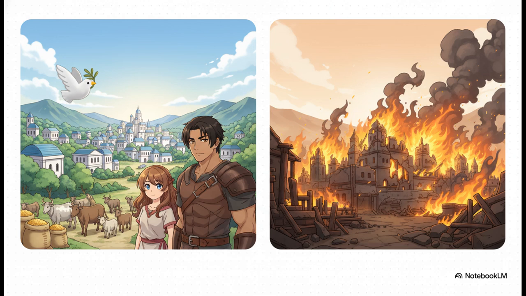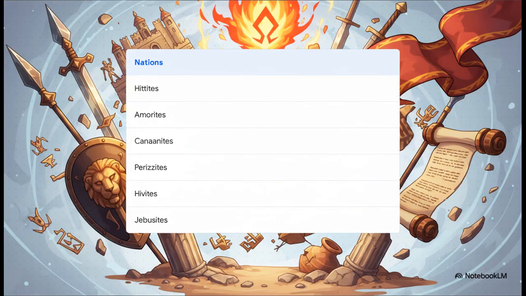For these local nations, verse 16 is completely explicit. Thou shalt save alive nothing that breatheth. They were marked for complete and total annihilation. There was no offer of peace and absolutely no taking of captives. And verse 17 leaves zero ambiguity about who this applies to.